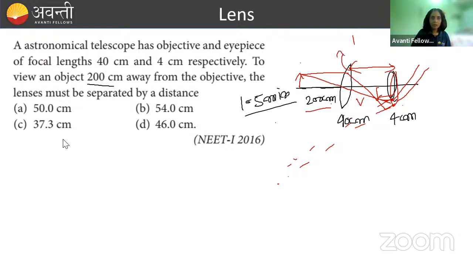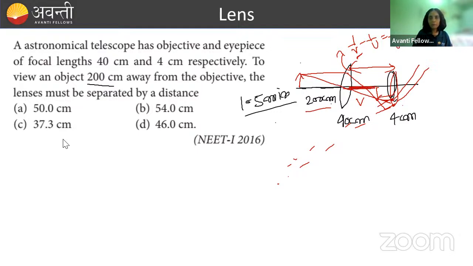We can do 1 by v minus 1 by u equal to 1 by f. So for the objective, u is given, that is 200. f is given, that is 40 centimeters. So with proper sign convention, we can put the values and get the value of v. So v we will get. Now, this distance is v.